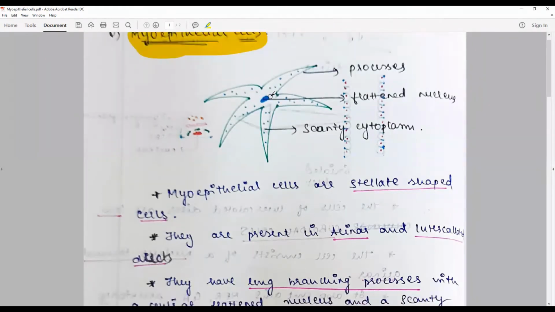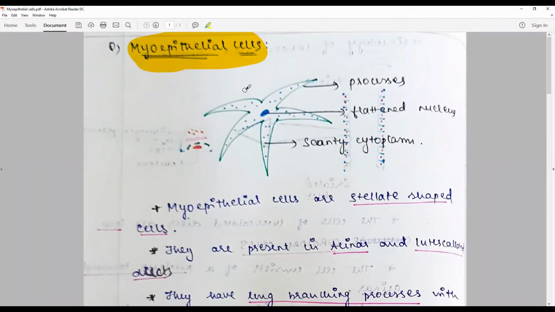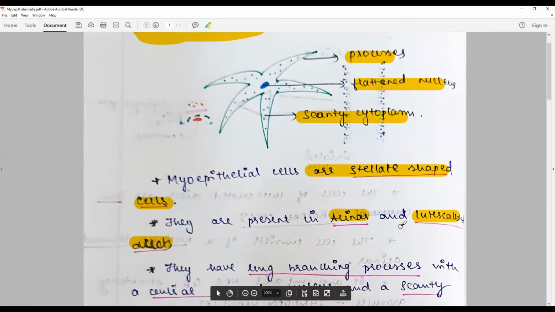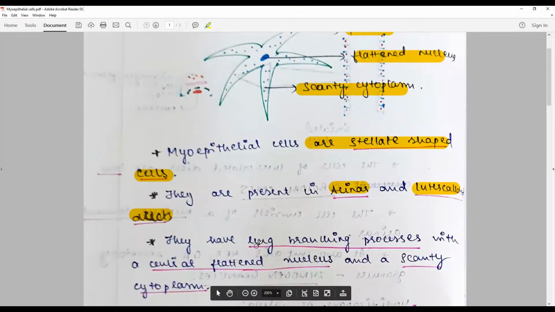To begin the answer, draw a schematic or diagrammatic representation of the myoepithelial cells showing the processes, flattened nucleus, and scanty cytoplasm. They are characteristic stellate-shaped cells present in the acinar and intercalated ducts. They are very closely associated with the acinus and the intercalated ducts. They have long branching processes with a centrally flattened nucleus and scanty cytoplasm in the cell body.